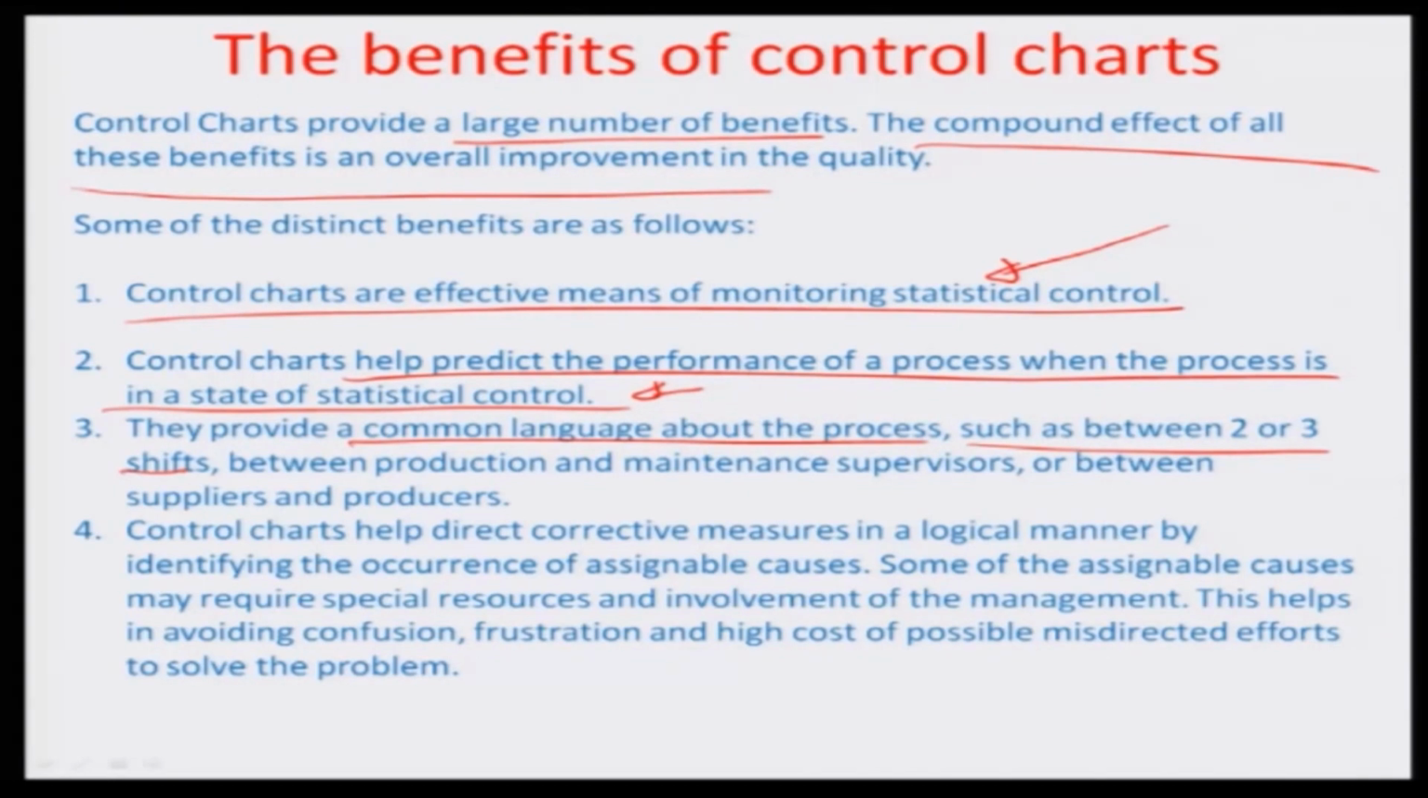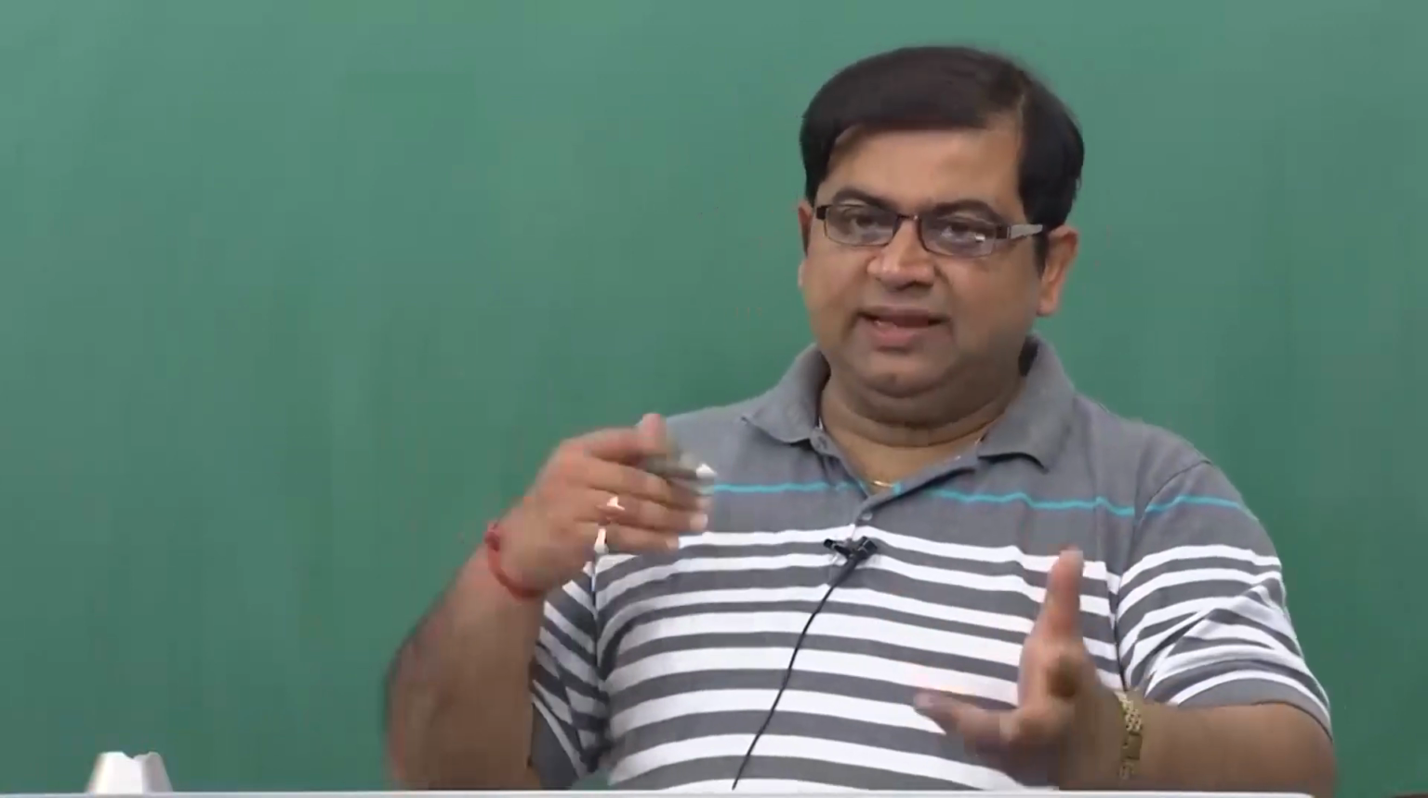For example, in a particular assembly line there may be a shift towards the morning, there may be a shift towards the evening, and there is really no interface between the supervisors of both the shifts unless they overstay, etc., which is again a financial burden to the company. So the control chart is really a way to share their experiences.